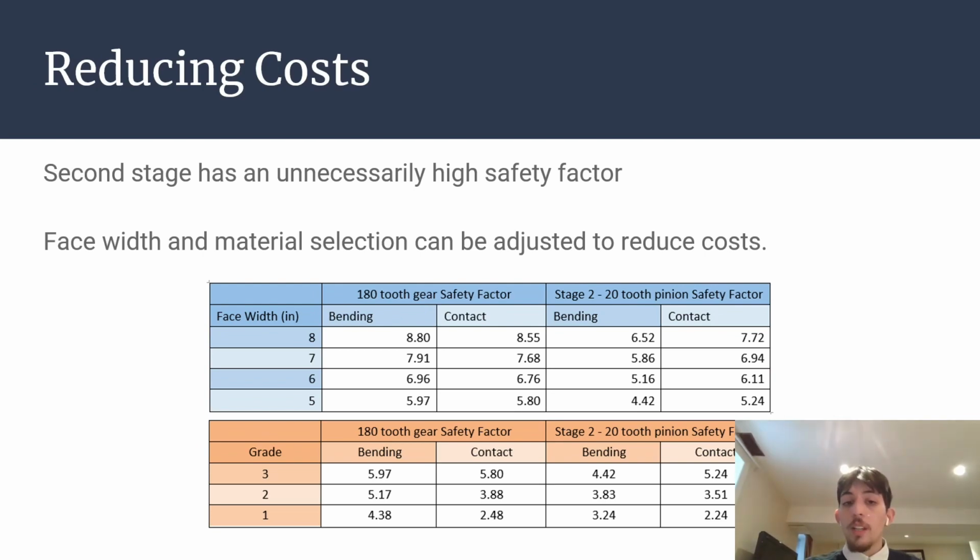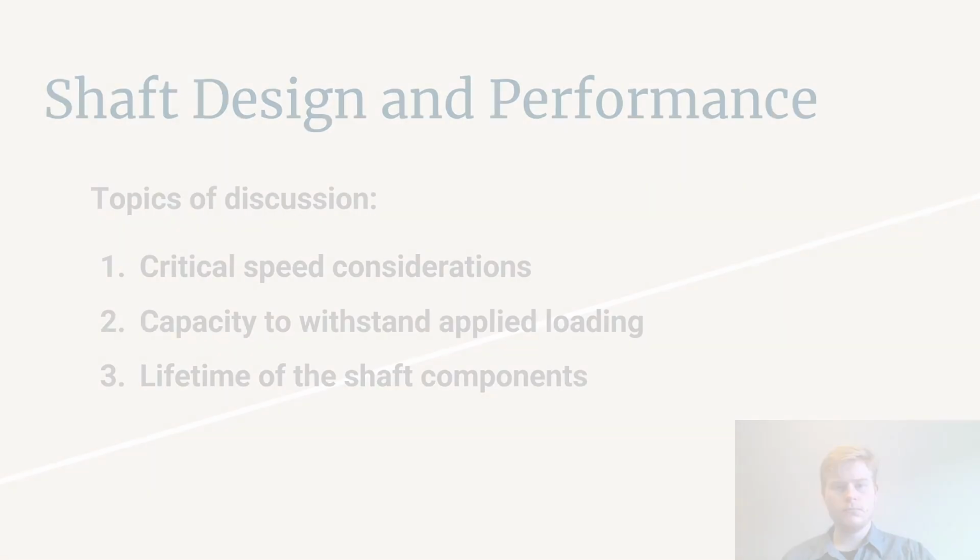In doing so, we iterated the size of the face width for the second stage all the way down to 5 inches, and in turn we were also able to change the material that we chose from grade 3 all the way down to grade 1. And in doing so, we were able to reduce costs in terms of the material used as well as the cost of the material itself, while still reaching the required safety factors.